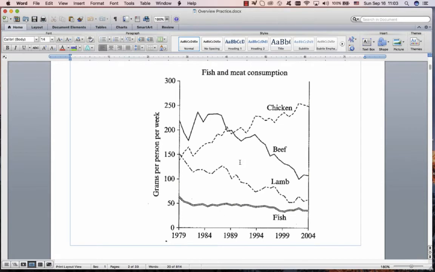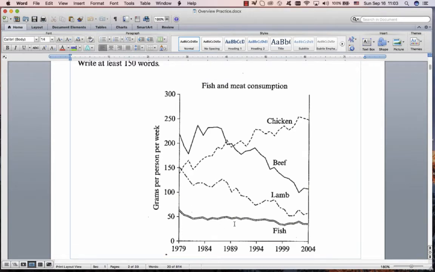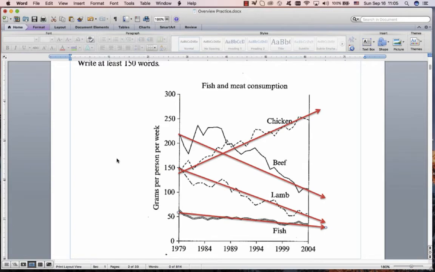So this is the first one. It's nice if you get something like this in the test. Quite a basic one. With this kind of thing, I just want to show you how I would do it. I would lightly in your pencil just draw lines like this, and that kind of makes your overview clear. So what is the overview for this? 3 of them decreased and 1 of them increased. It's not always possible to do these lines, as we will see in other charts, but if you can do it, do it. It makes it very clear.